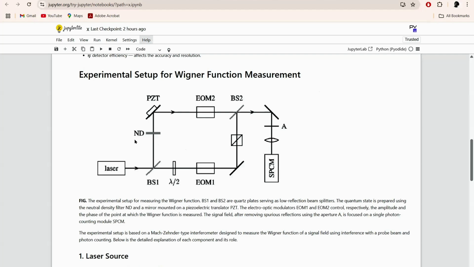So now back to the experimental setup. Here we have also used an ND filter. What this ND filter does is reduce the intensity of our signal without changing its phase. And we have mounted a mirror on this piezoelectric translator, which introduces some very small vibrations by which we can change the phase of our signal. And this EOM2 also introduces a change in phase of this signal, of which we want to find out the Wigner function.